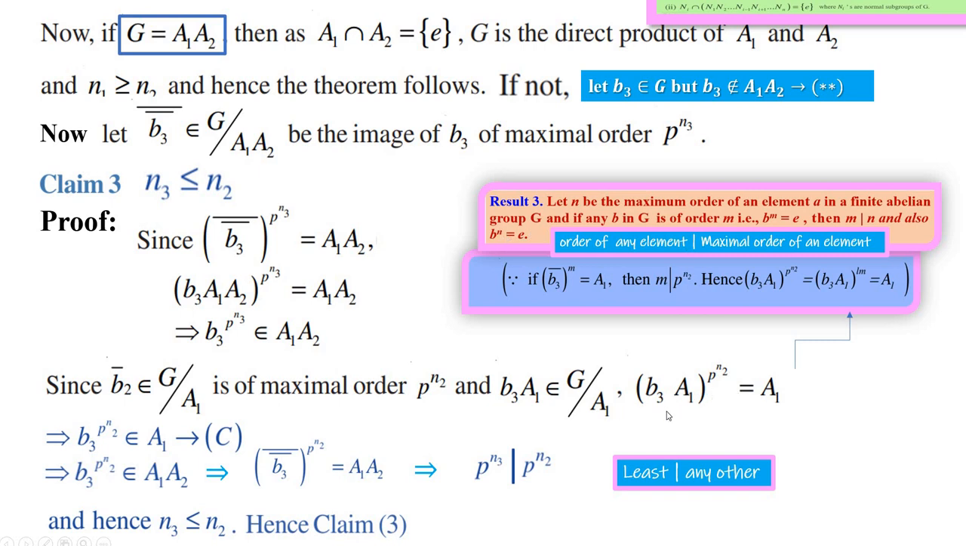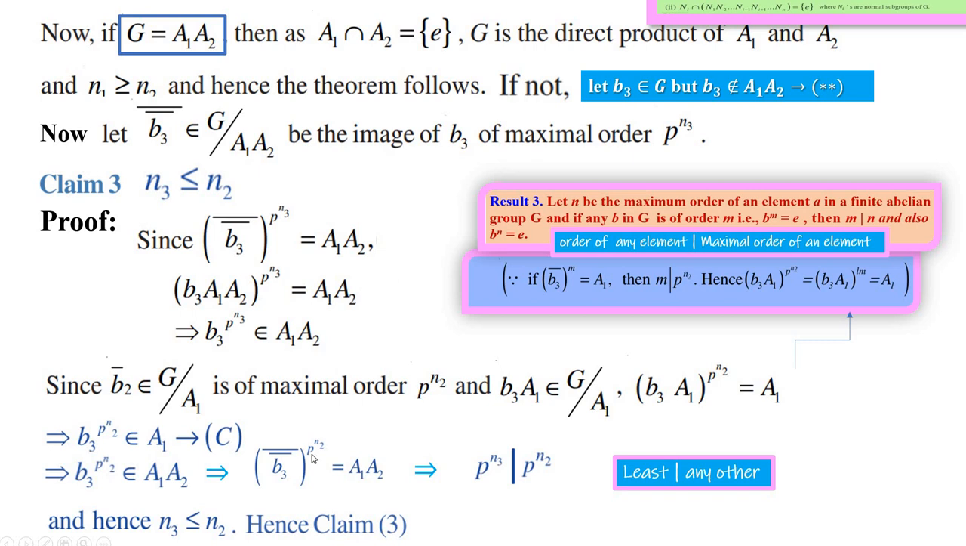So we have again A1 normal, so this one goes in, and XH is equal to H if and only if X belongs to H. That is used. So you have b3^(p^n2) belonging to A1. Name that as statement C. Now if this is in A1, naturally b3^(p^n2) into e will be present in A1, A2, or just we write b3^(p^n2) belonging to A1, A2, and this in turn implies that the order of b3 divides p^n2.